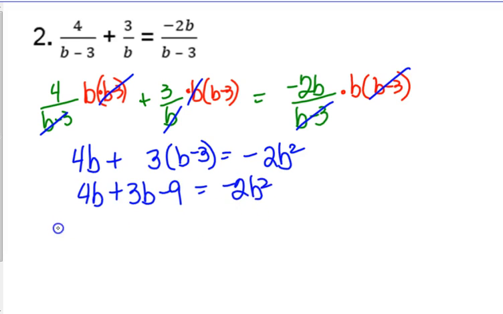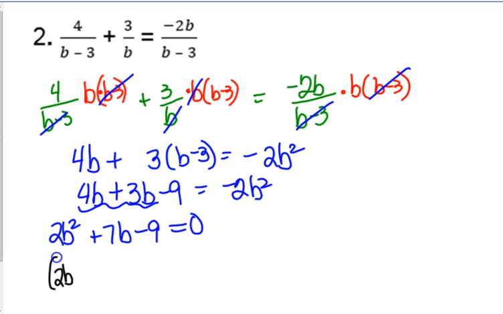so I'm going to add the 2b squared over to this side so that I can make the equation equal to 0, and I'm going to combine like terms, get 7b minus 9. Okay, now I got to figure out how to factor that, or if it factors. I might have to do quadratic on some of these.